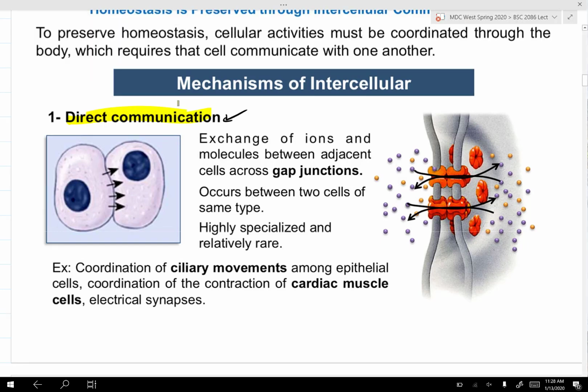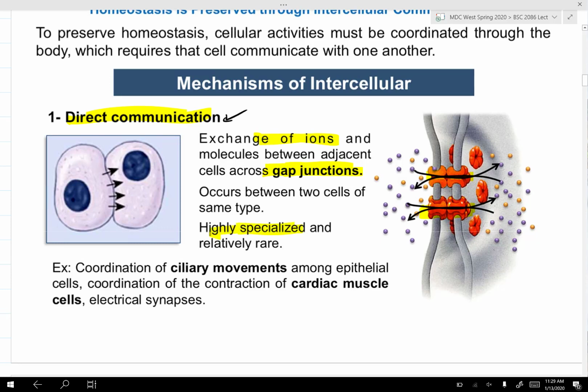So direct communication actually allows for exchange of ions. And one of the specific structures in cell-to-cell communication will be known as what? Gap junctions. So this one right here is an example of gap junctions. This occurs between two cells, right? And they're highly specialized. Okay.